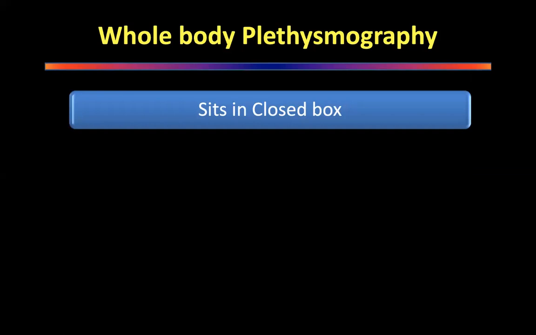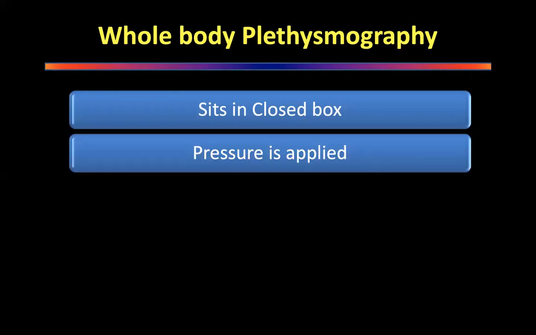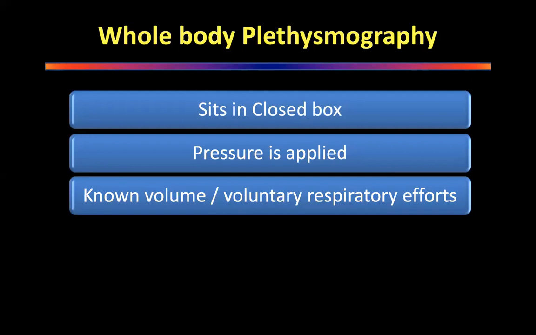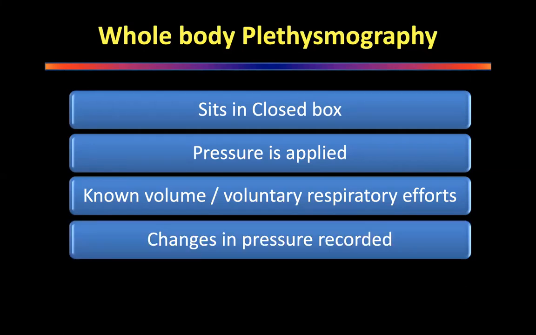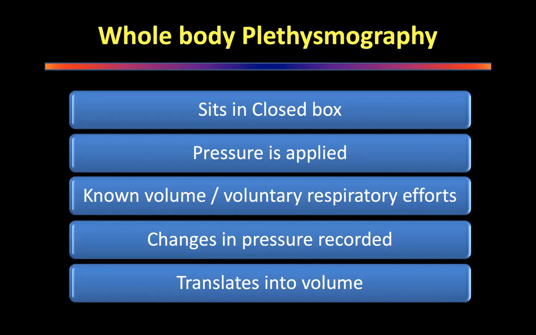So what you do is you sit in a closed box, a known pressure is applied to the body, a known amount of volume goes in with the voluntary respiratory efforts by the patient, and the change in the pressure to the volume is recorded by the machine. The change in the pressure, using Boyle's law, is then translated back into volume. So you don't actually measure the volume, you measure the change in the pressure of that chamber. And that is what gives you the idea.